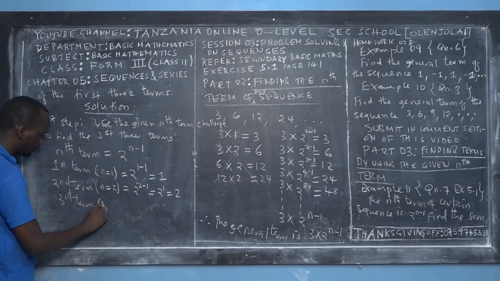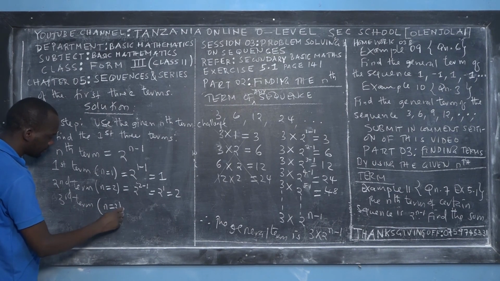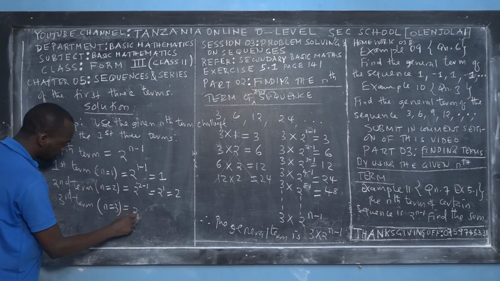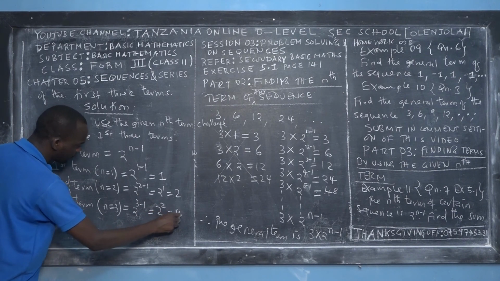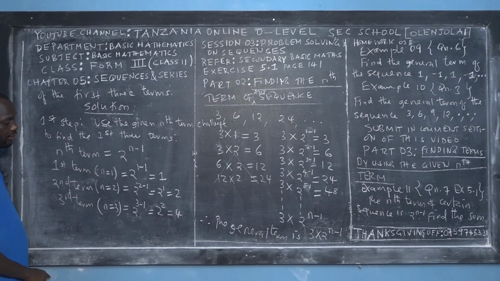Then we find the third term, where n is equal to 3. So it will be 2^3 minus 1, which makes it 2^2. The answer is equal to 4. So that gives the first term, second term, and third term.